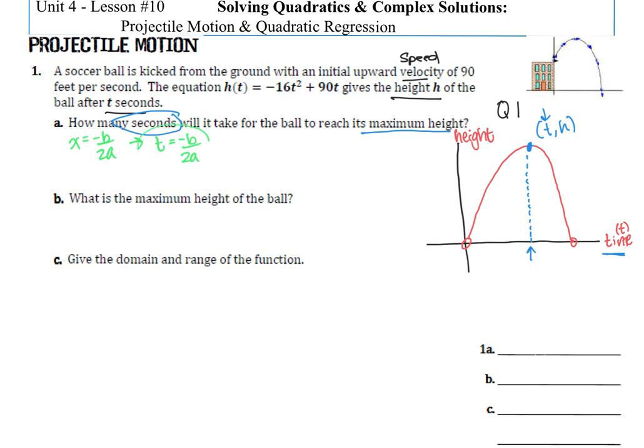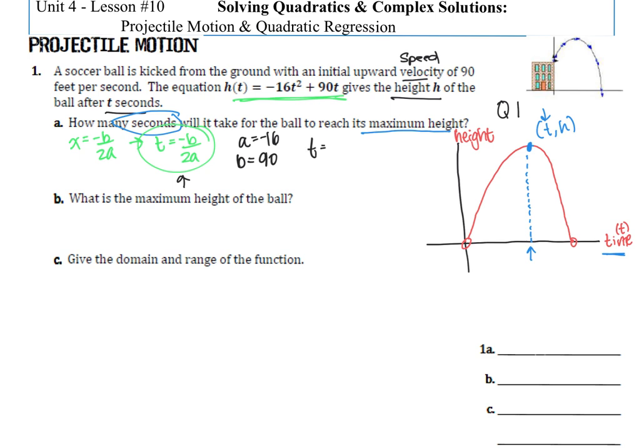Now where am I going to apply this formula? We're going to apply it to the equation that it gave us, the equation that represented the pathway of our ball. So let's label our a and our b here. A is going to be the number in front of t squared. Just like a is the number in front of x squared, a will be the number in front of t squared. So a is negative 16. B is going to be the number in front of t, which is positive 90. So now we are just going to plug these in for a and b in this little formula that I circled right here in green, and we will compute time.